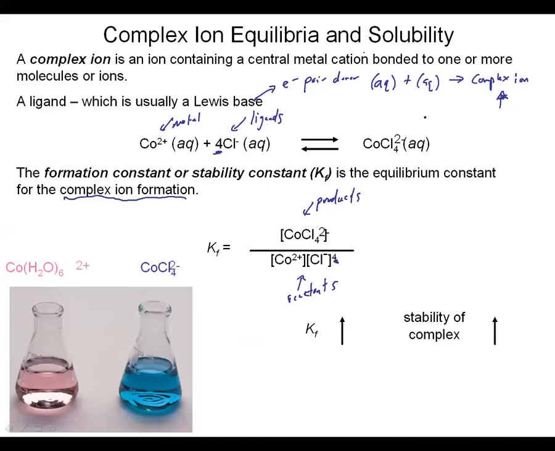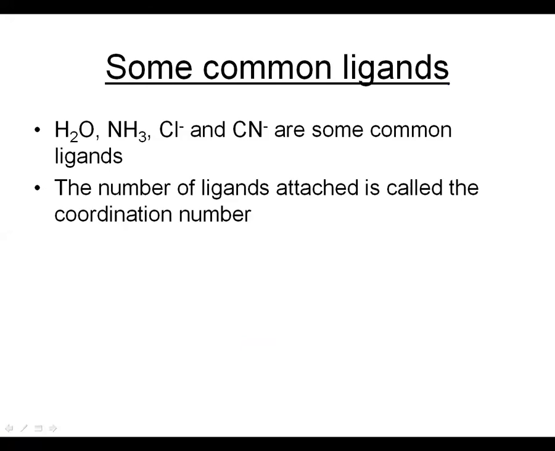Now, depending on your ligand, as you can see on the left there, you get different properties. Cobalt with water surrounded by it, which is essentially what it means when we write aqueous next to cobalt, has more of a pinkish tinge. If we substitute out those waters for chloride, we end up with something with a bluish tinge to it. Now, these ligands basically come on one at a time.